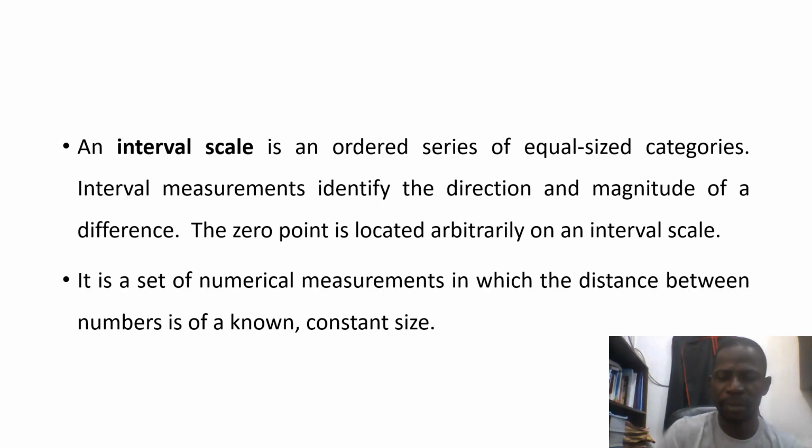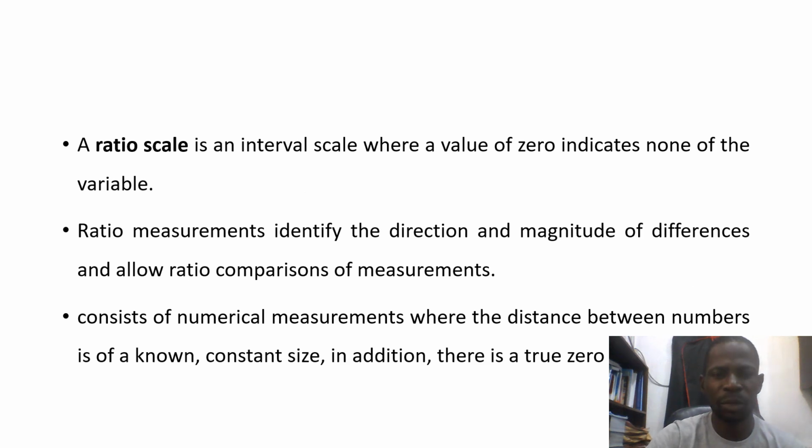The last scale of measurement, which is the highest, is the ratio scale of measurement. The ratio scale is an interval scale where a value of 0 indicates none of the variable. Meaning that if you measure anything at this scale and you get 0, it shows that the feature does not exist in the event being measured. The ratio scale identifies the direction and magnitude of differences and allows ratio comparison of measurements.